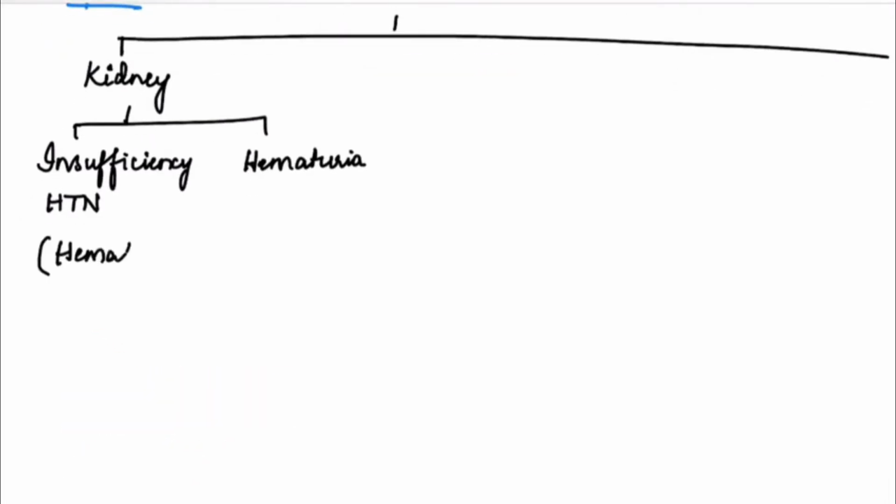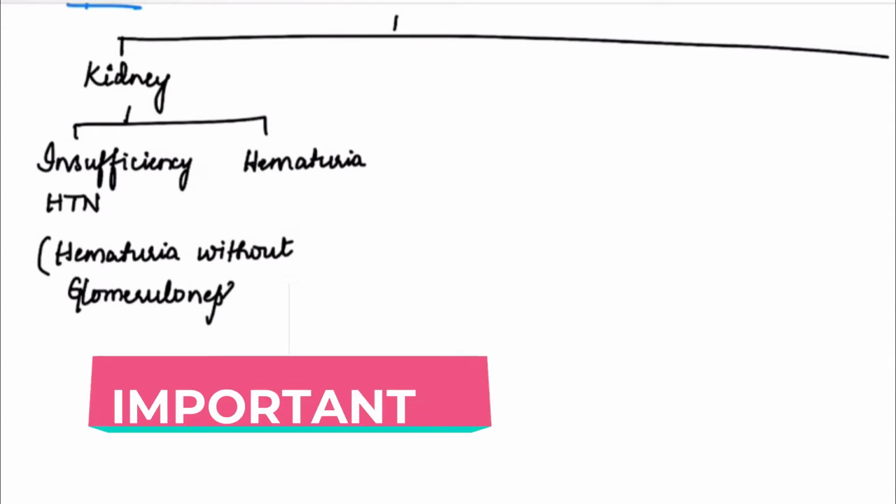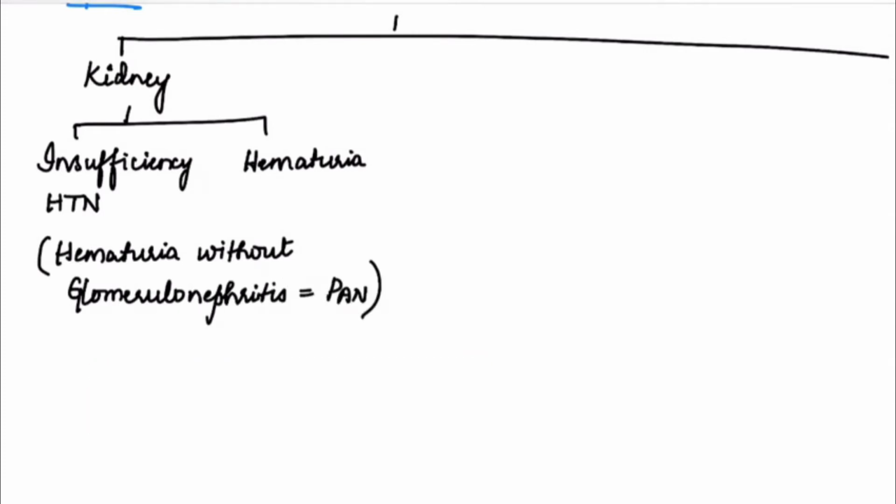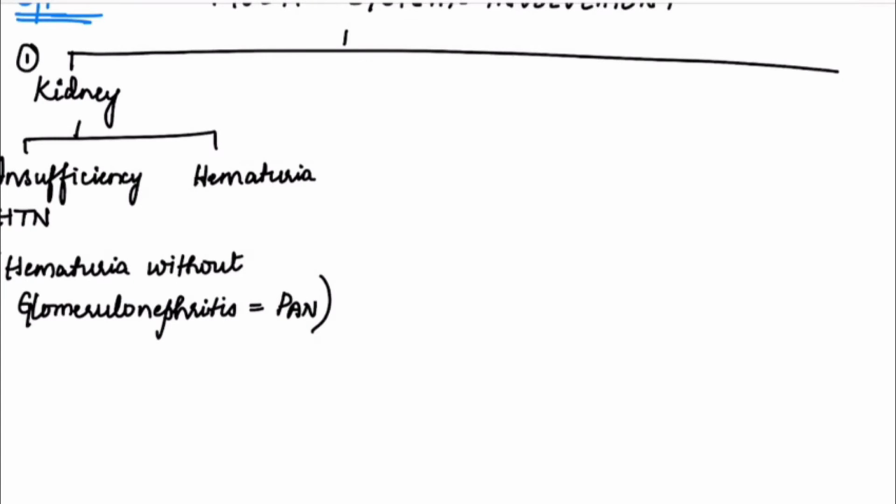So here, remember, there is hematuria without any associated glomerulonephritis in polyarteritis nodosa. So usually hematuria occurs because of glomerulonephritis. But in polyarteritis nodosa, there is hematuria because of ruptured microaneurysms, not because of glomerulonephritis. So first and the foremost organ to be involved is kidney.